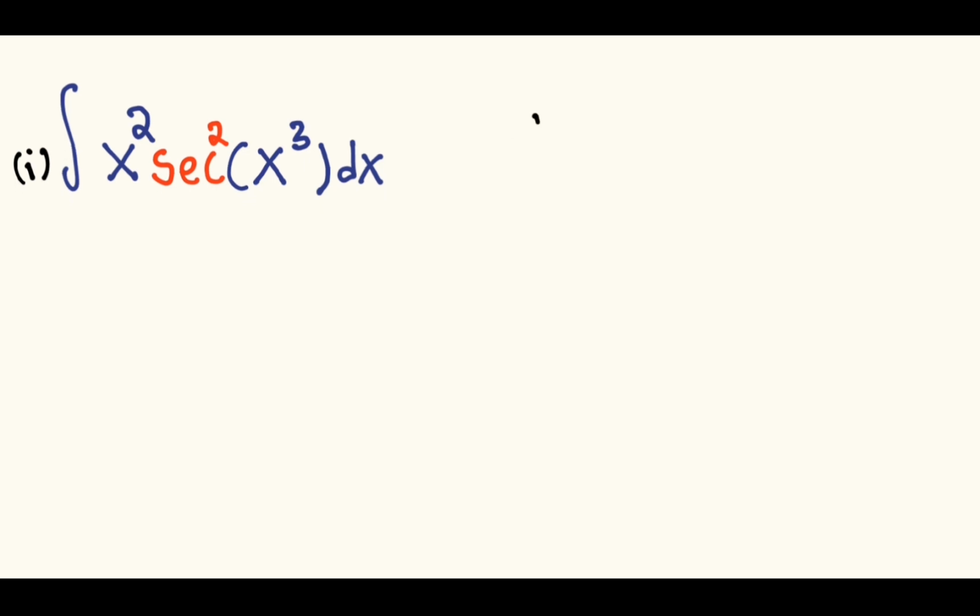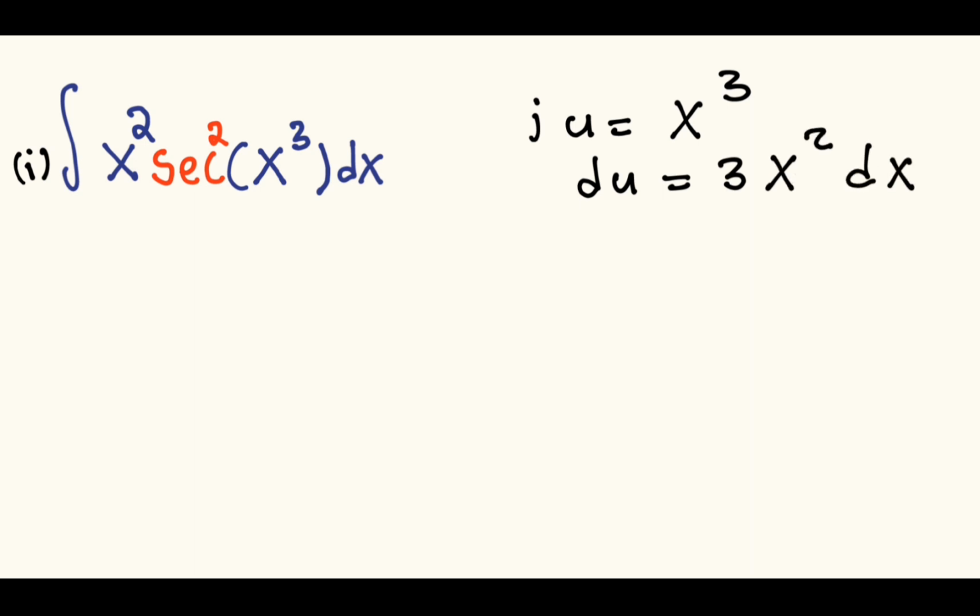We let U equal x cubed. We differentiate the U, so the derivative of x cubed will be equal to 3x squared dx. So we have an option of making the dx as the subject of the formula, or we can rearrange our integral as the integral of sec squared x cubed multiplied by x squared dx.